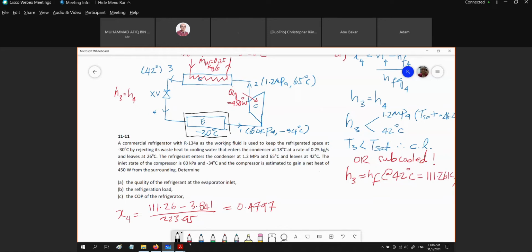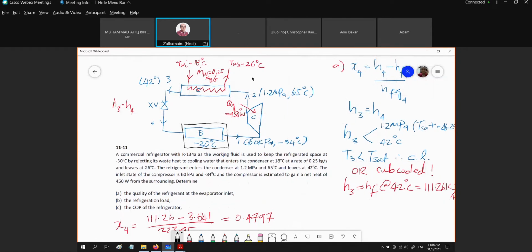In this chamber, we want to maintain minus 30 degrees C. Then, by rejecting waste heat to a cooling water that enters the condenser at 18 degrees C at a rate of 0.25 kilogram per second and leaves at 26 degrees C. So this is what is being sketched, and I put all the data in this schematic diagram.